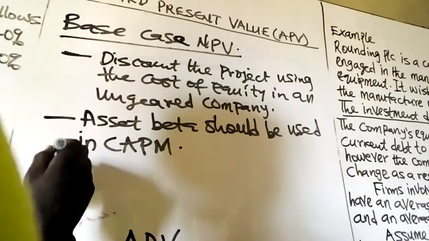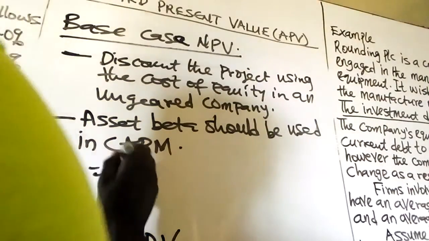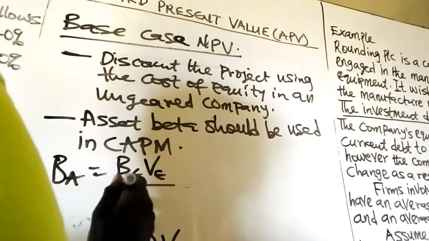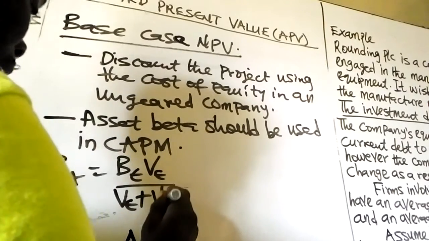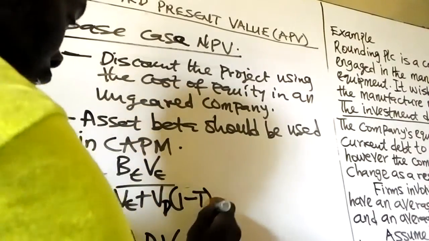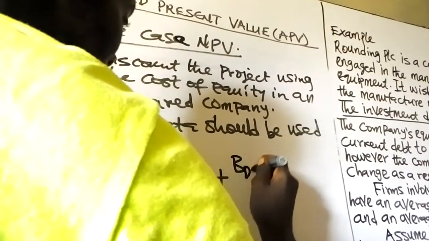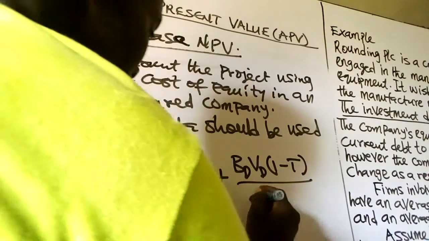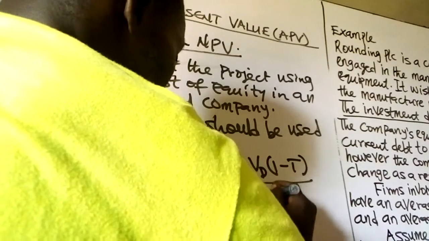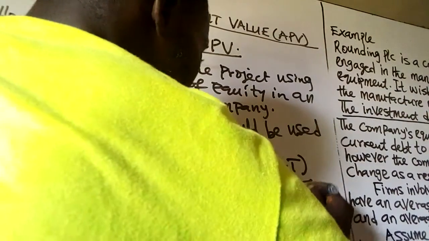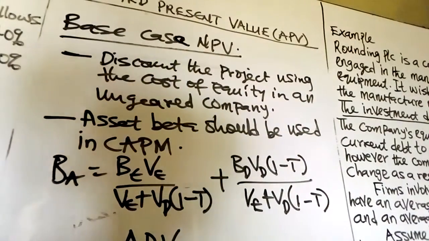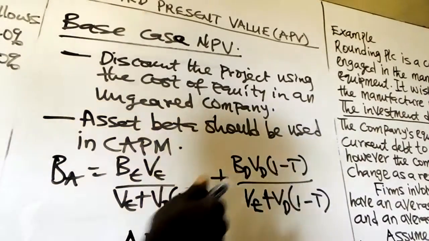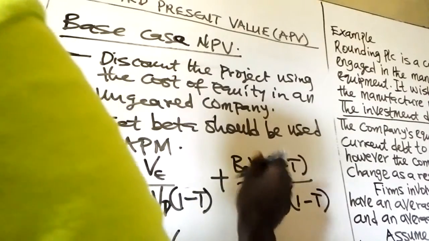So now, we said beta of asset. Beta of asset is beta of equity times market value of equity over market value of equity plus market value of debt post tax, then plus beta of debt times market value of debt post tax over market value of equity plus market value of debt post tax. Where the beta of debt is not given, we assume the debt is risk-free. If debt is risk-free, that means the beta of debt will be zero.